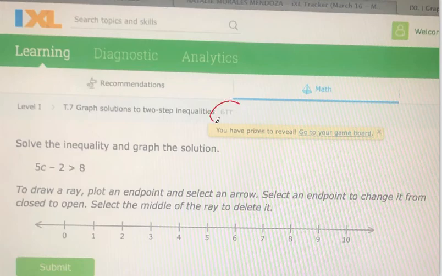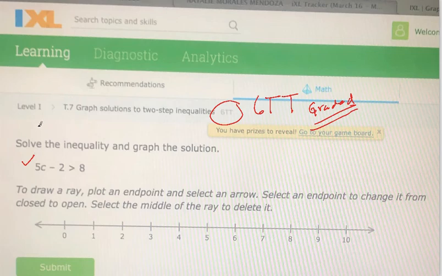But just to let you know, we're working on 6TT. This is a graded skill from last unit, so this explanation should be relevant to anybody who wants to boost their grade in this class. This is one of the most important things I'll teach in 7th grade math, which is how to graph a solution to a two-step inequality. So this right here is what we're working with, 5c minus 2 greater than 8.